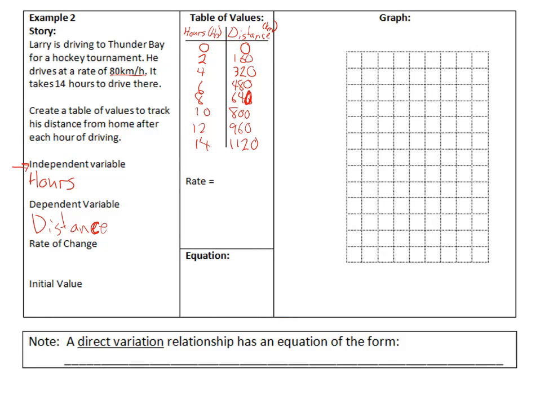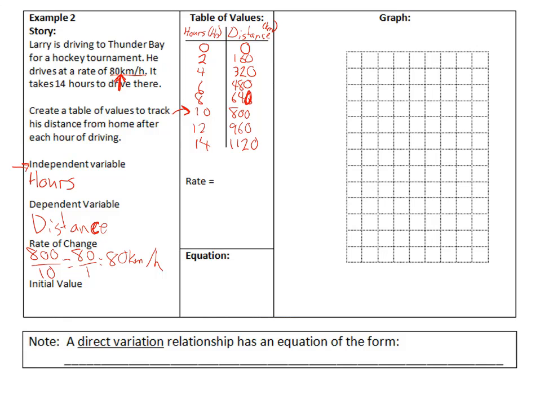What's our rate? Well, if you just take a point here, this works for direct variation. We can just take any point, and if we take 800 over 10, this is nice and easy to see. Because 800 divided by 10 is just 80 over 1. And remember, we had 80 kilometers per hour up at the top there. So that means 80 over 1, which means 80 kilometers per hour.